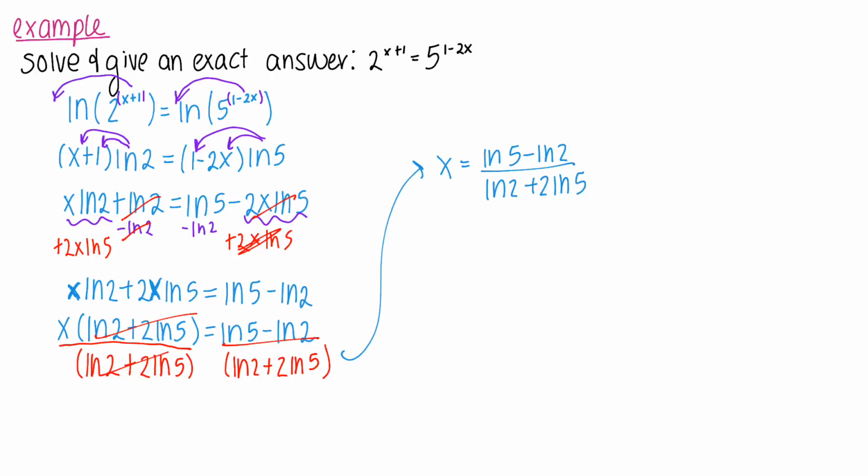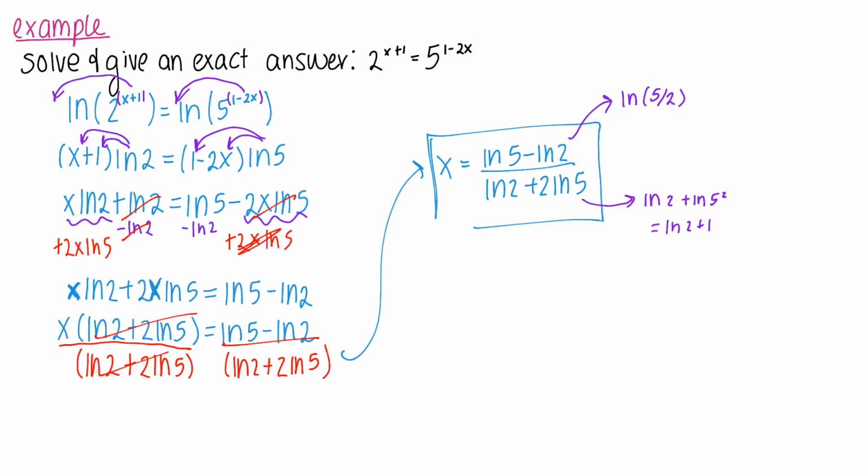You might ask if there's any combining that can be done. I mean, technically you can do a tiny bit of combining. I would leave my answer here if I were you, but technically the numerator could be combined into ln of 5 halves because it's subtraction. Down here, this could be combined into ln of 2 plus ln of 5 squared, because I could bring the 2 up as an exponent. So that's ln 2 plus ln of 25. And I could then combine them together and do ln of 2 times 25, which is ln 50.